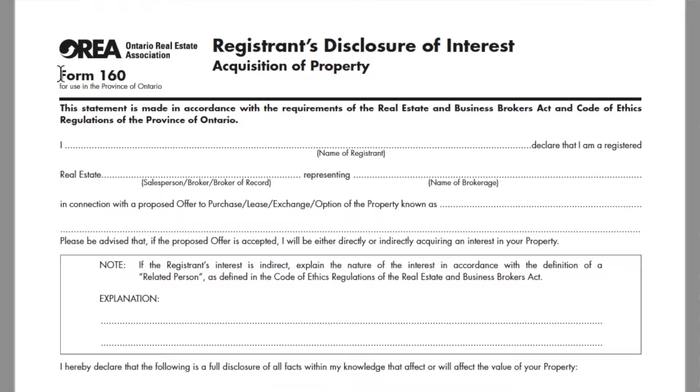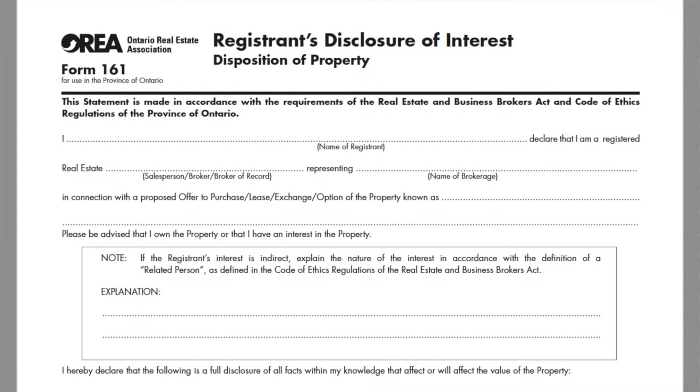So these two forms are very similar in nature, but used in two different scenarios. The Form 160, Registrant's Disclosure of Interest, Acquisition of Property, is used on the buy, and the Form 161, Registrant's Disclosure of Interest, Disposition of Property, is used on the sell. These forms, as you've probably guessed, are used when a registrant has to disclose their interest related to a transaction.